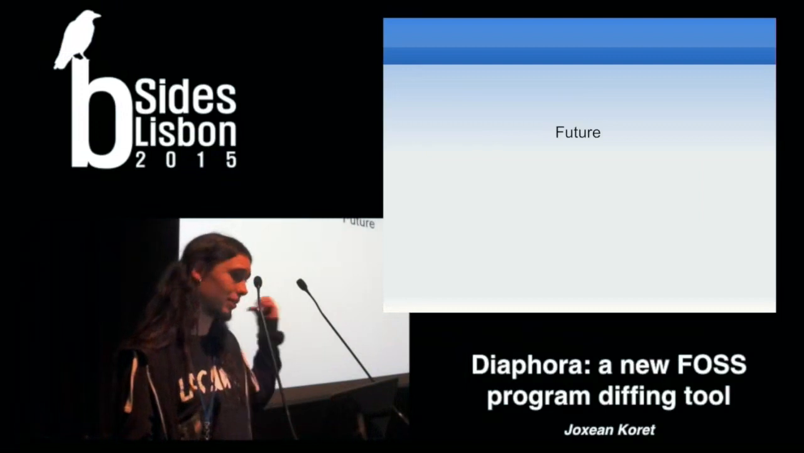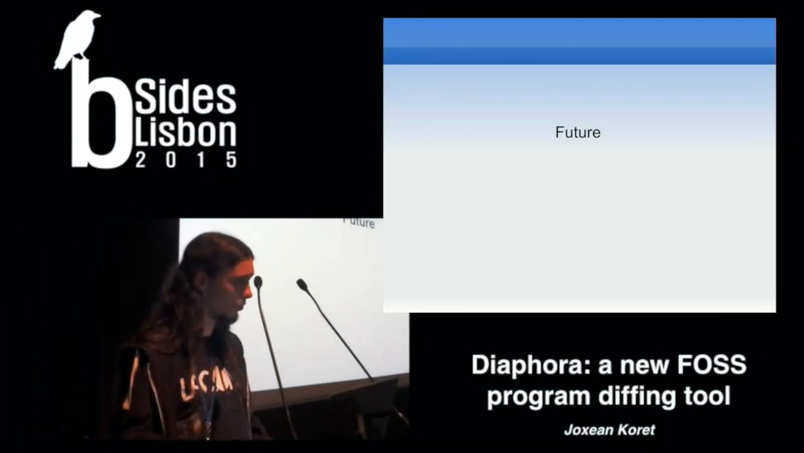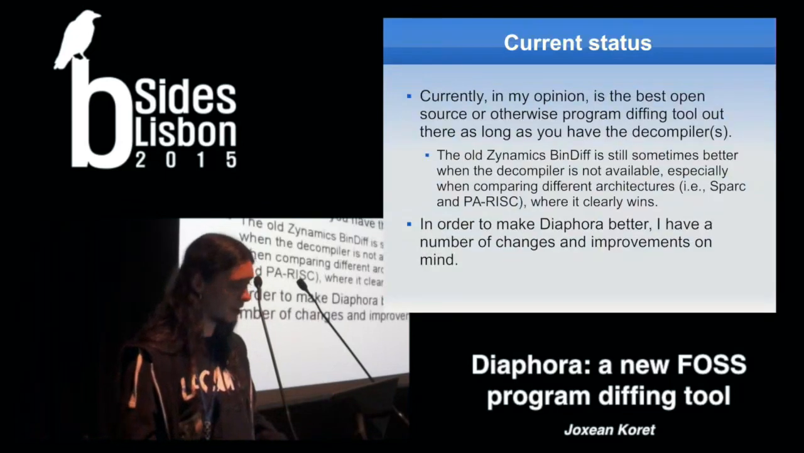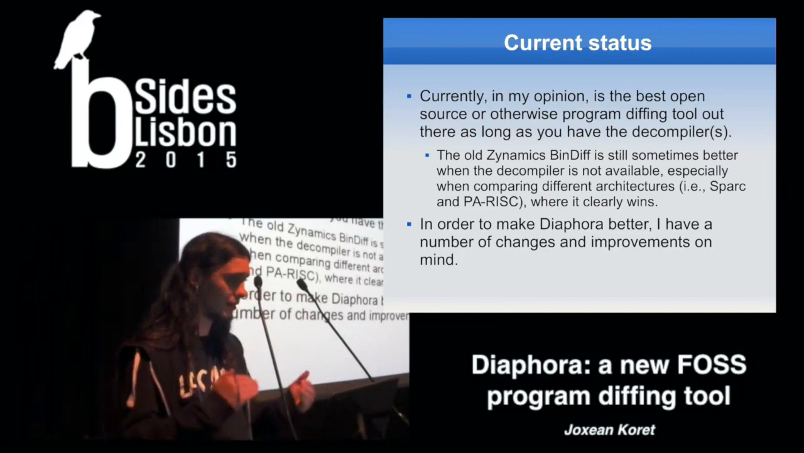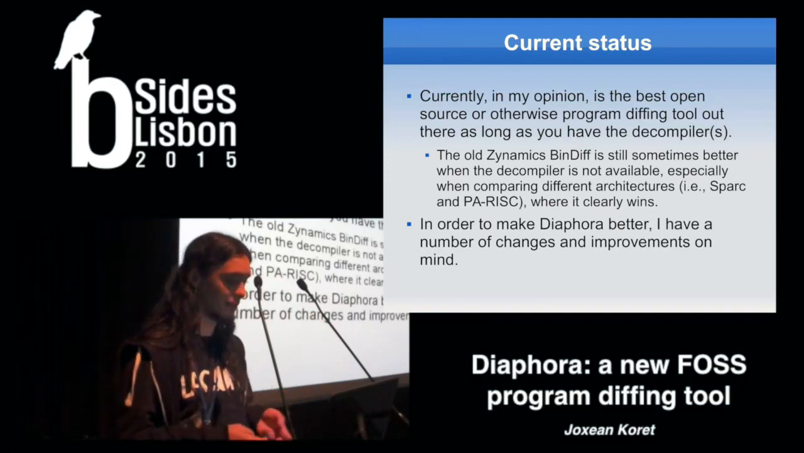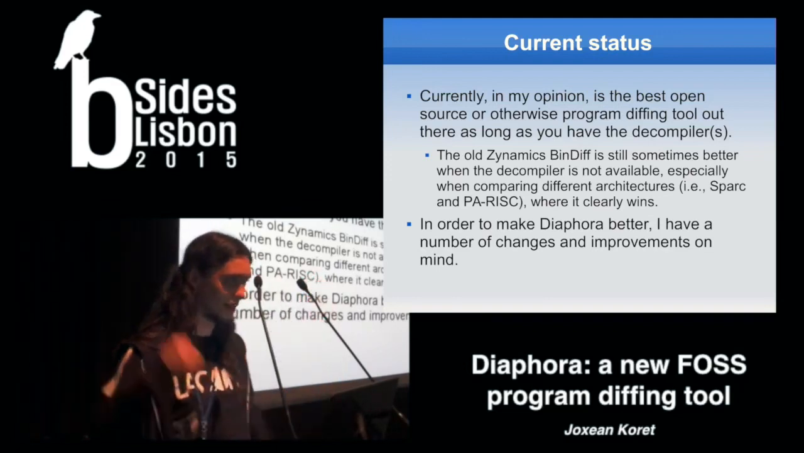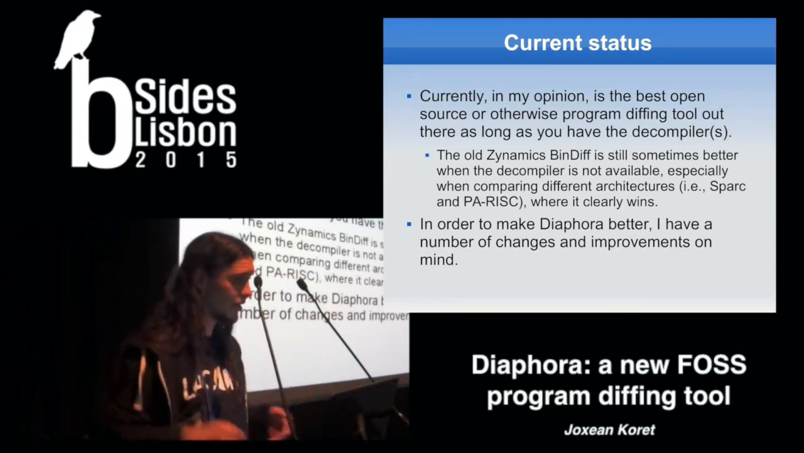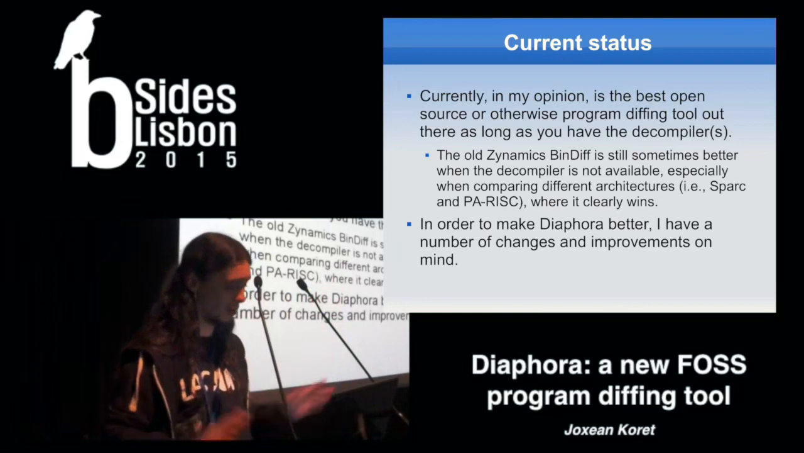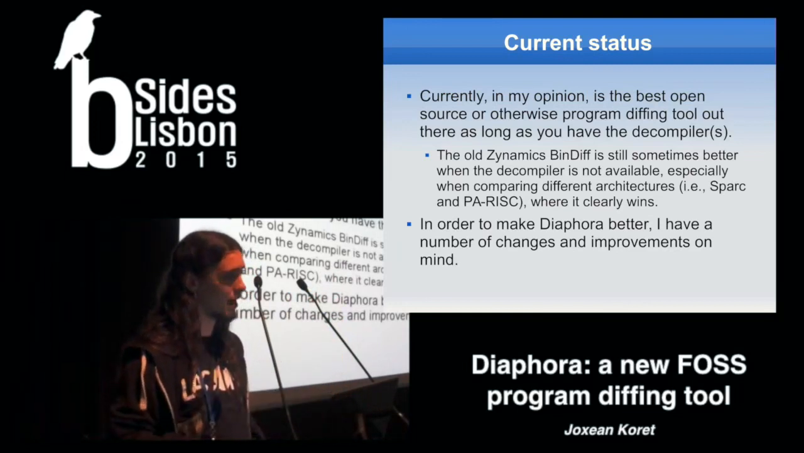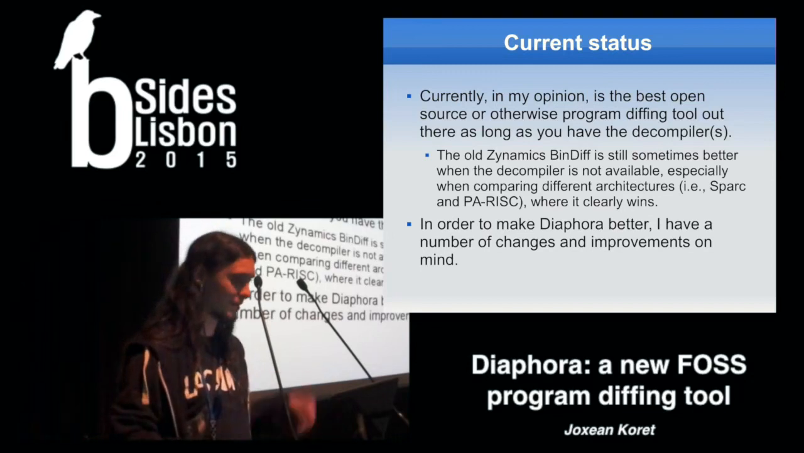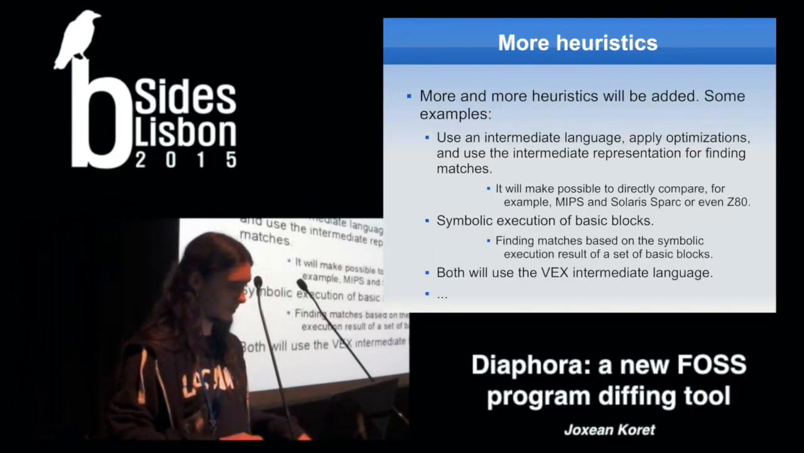I already showed it with some demos, and I already explained how it works as of today, but I have many changes in mind. As of today, it works in some senses better than dynamic BinDiff, but not always. For example, dynamic BinDiff works very well when comparing different architectures, binaries which are not Intel x86, AMD64, and ARM. For example, if you want to compare one SPARC binary with a PA-RISC binary, which is a very crazy comparison, dynamic BinDiff works better for now. I have some improvements in mind to make it work better than BinDiff.